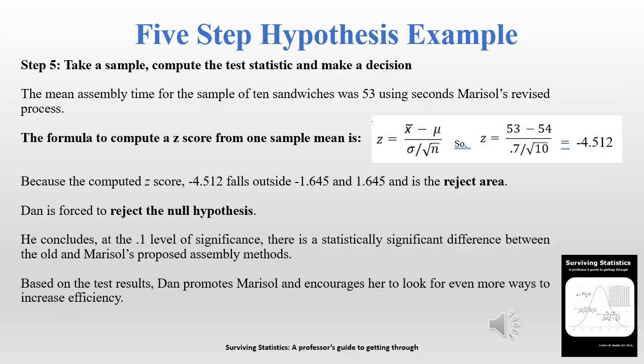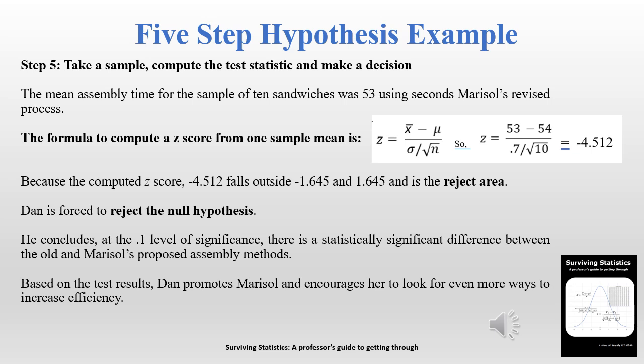So Dan is now ready for the fifth and final step in the hypothesis testing procedure. He's taking a sample, he's going to compute the test statistic, compare that to the critical value, and make a decision. So for the sample, he came up with a mean assembly time of 53 seconds using Marisol's revised method. So he's going to compute a z-score. Remember, he does have the population standard deviation, and so he uses this formula, and he ends up with a z of negative 4.512.